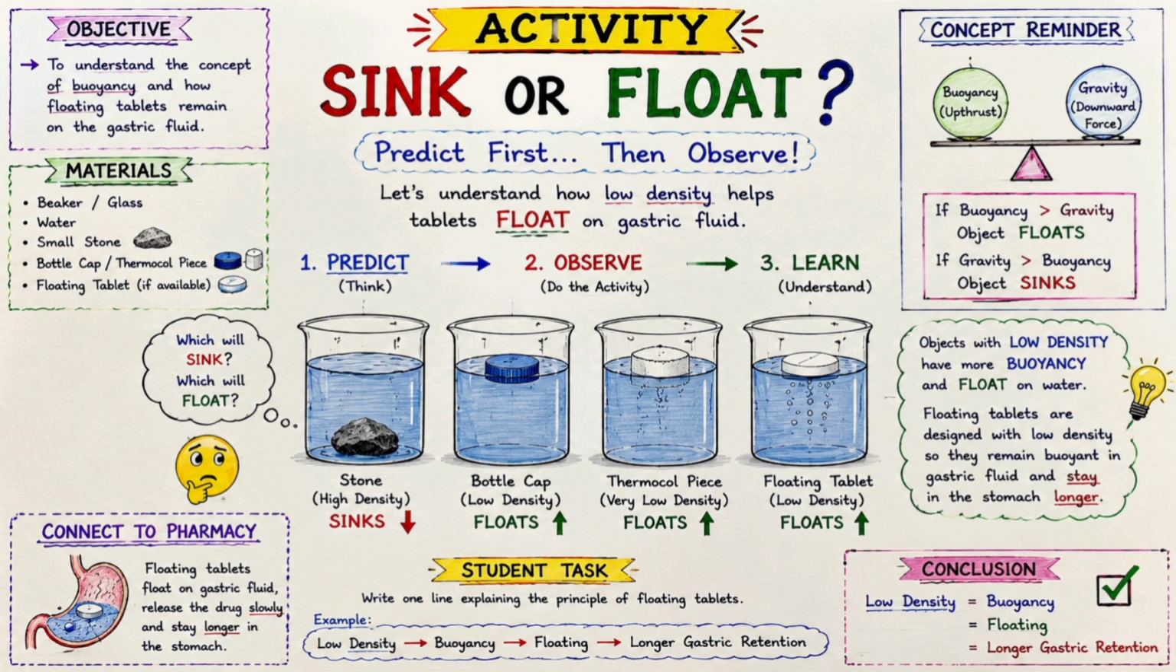Next, draw a tablet on paper. Write inside it polymer plus gas generating system plus drug. Draw the gastric fluid around the tablet. Show polymer hydration. Draw tiny CO2 bubbles. Show the bubbles being retained within the hydrated matrix. Finally, draw an upward arrow and write the reduced apparent density, buoyancy and floating.